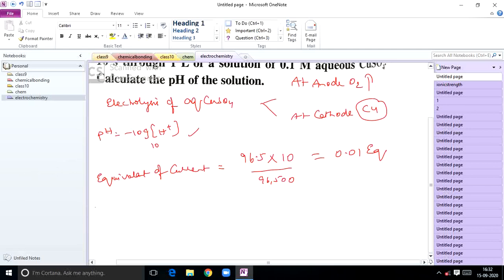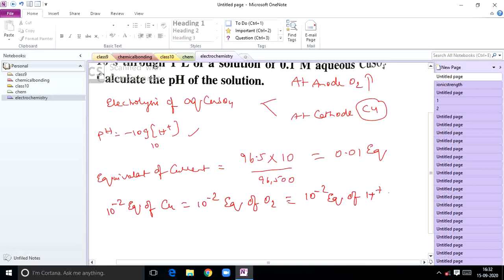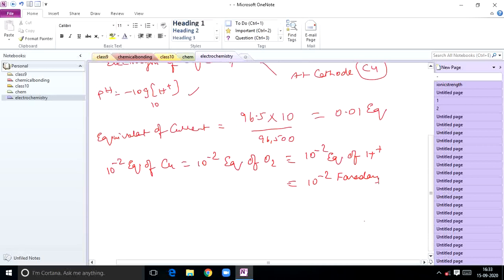Now from this you can write 0.01 as 10 power minus 2. 10 power minus 2 equivalents of copper is equal to 10 power minus 2 equivalents of oxygen, that is equal to 10 power minus 2 equivalents of H plus ions, that is equal to 10 power minus 2 Faraday. This one you have to understand. Equivalent mass, last is stoichiometry. 10 power minus 2 equivalents of copper is equal to 10 power minus 2 equivalents of oxygen is equal to 10 power minus 2 equivalents. This is called the law of equivalence.